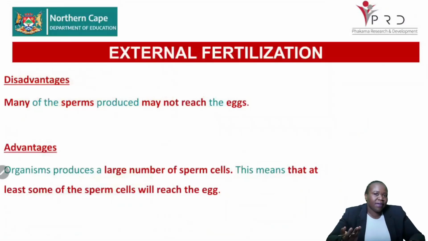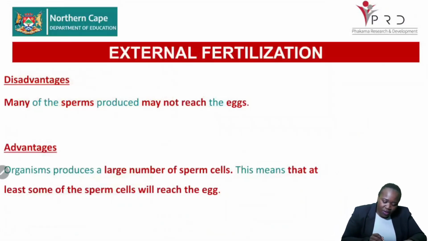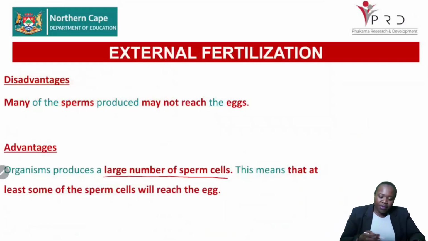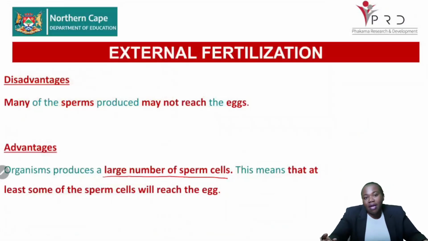Now, that is a disadvantage in terms of external fertilization. However, the advantage may be that these organisms will produce a large number of sperm cells and egg cells during this type of fertilization, which means that at least some of the sperm cells will be able to reach the egg cells. And if many of the sperm cells reach the egg cells, then we would expect to see a large number of offspring being produced at the same time.